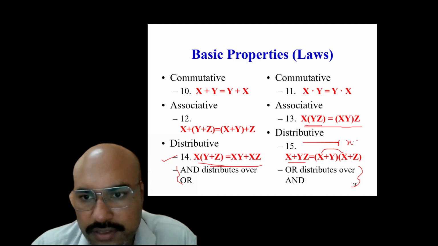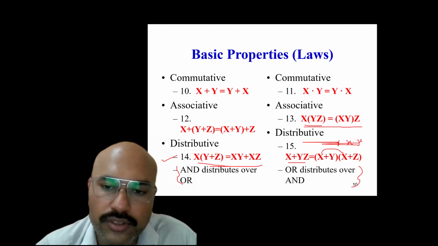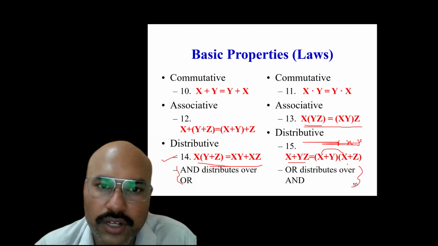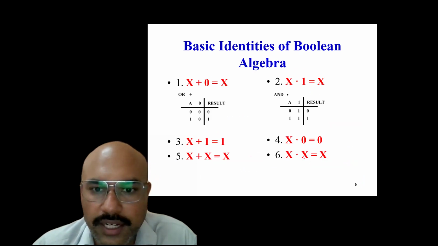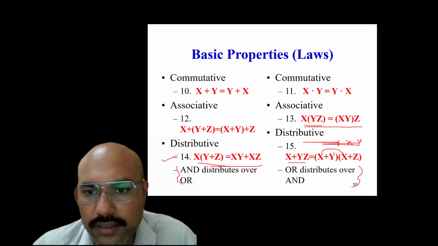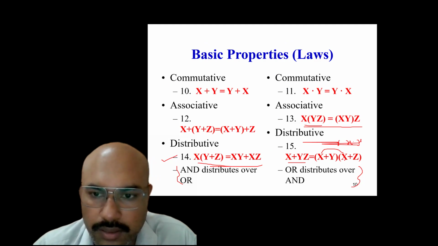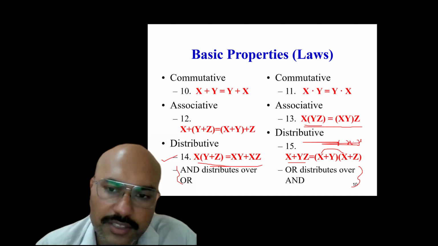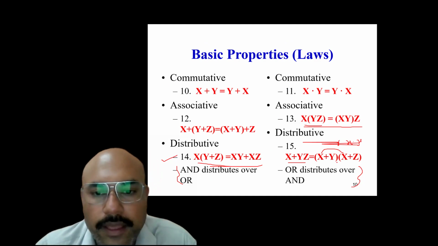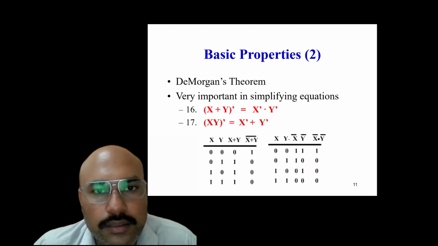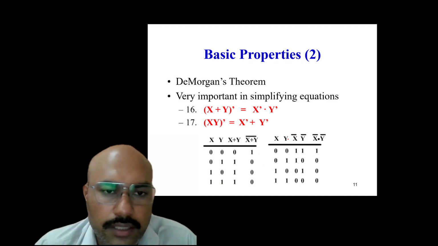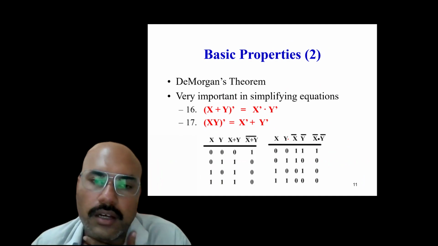So x dot x means a dot b. x dot x means a dot a, and a dot a, x dot x will always be x. So this will be nullified, and you will be left with x plus yz. Right. Then one of the laws is the absorption law, which will help you understand how it functions and how it behaves.